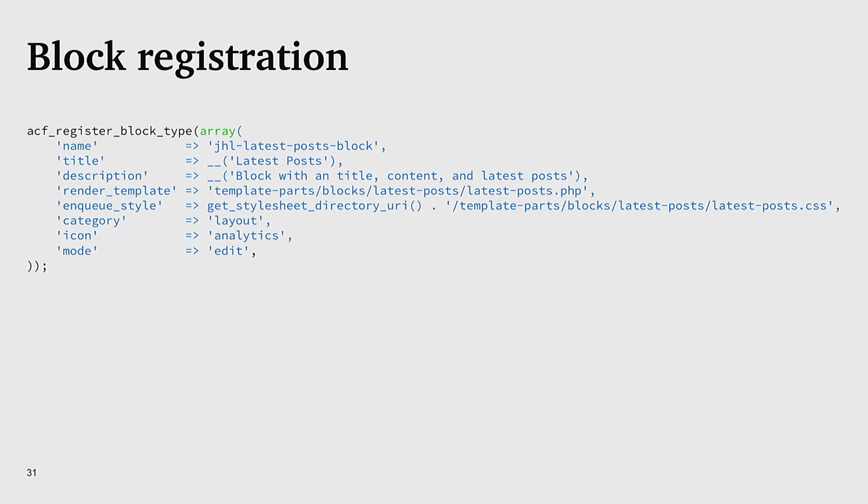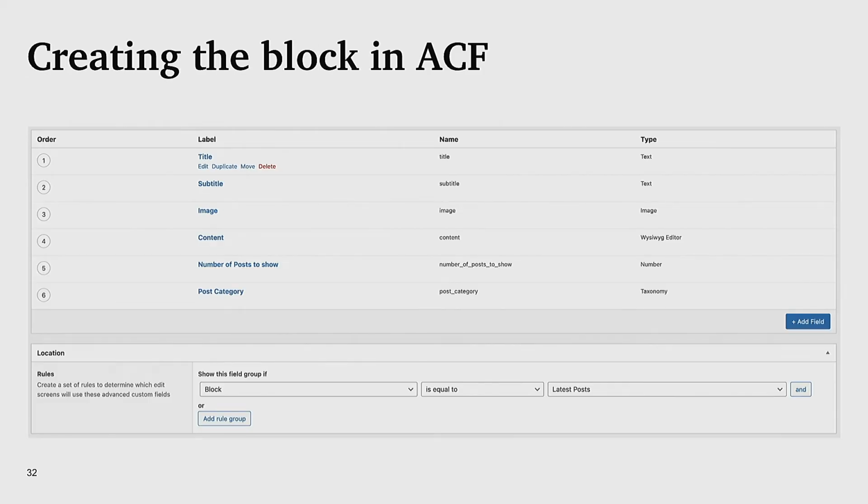This is the code for it. Not much has changed except for the render template. It's now template parts, blocks, latest posts / latest posts.php, and then the same thing for the CSS. It's just going to a different folder in that template parts folder. And then this is kind of unreadable. No, you can read it. So the two new things at the bottom are the number of posts, which is a number, and then the post category, which is just a post category dropdown.